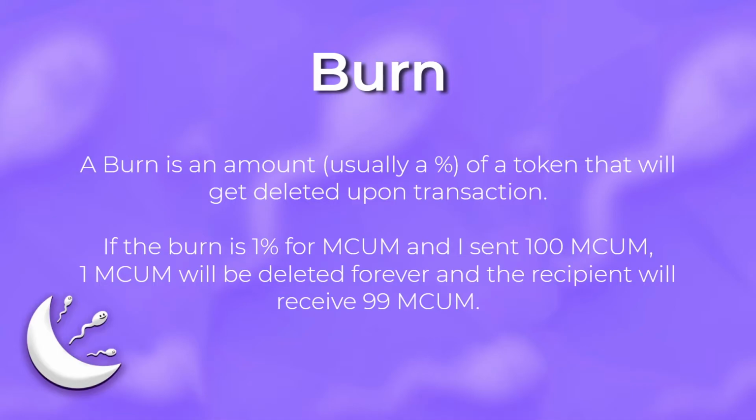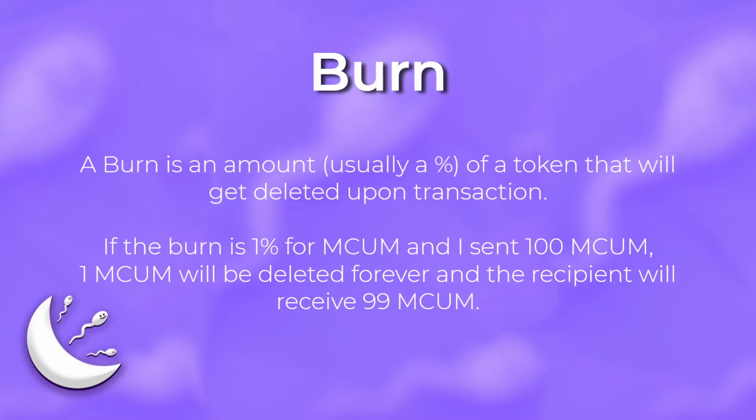Okay, so a token burn is usually a percentage of a token instead of a flat amount, and basically that percentage will get deleted upon transaction. So MOONCUM actually has a 1% burn rate right now. So if I were to send 100 tokens, one token would be burnt. That would be the 1%. And then the recipient will get 99 tokens.